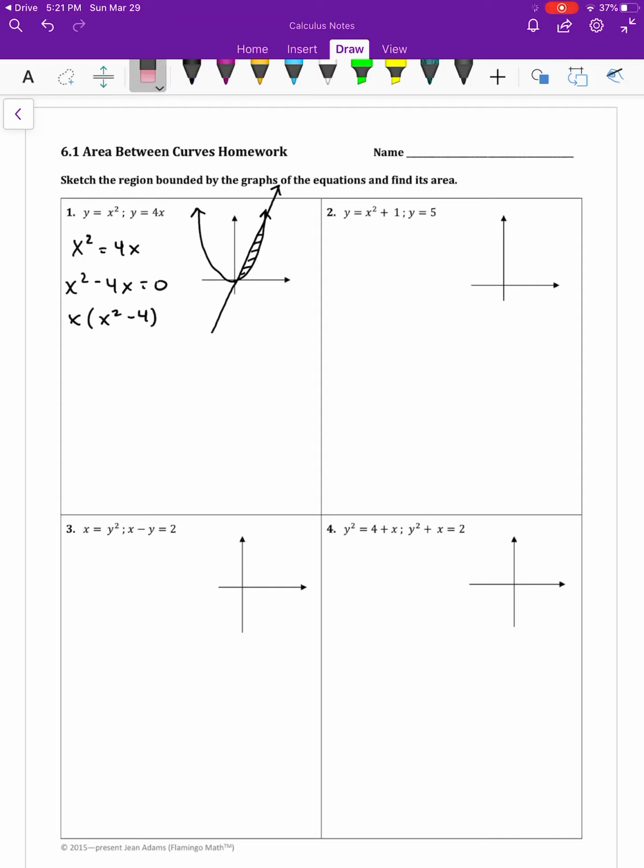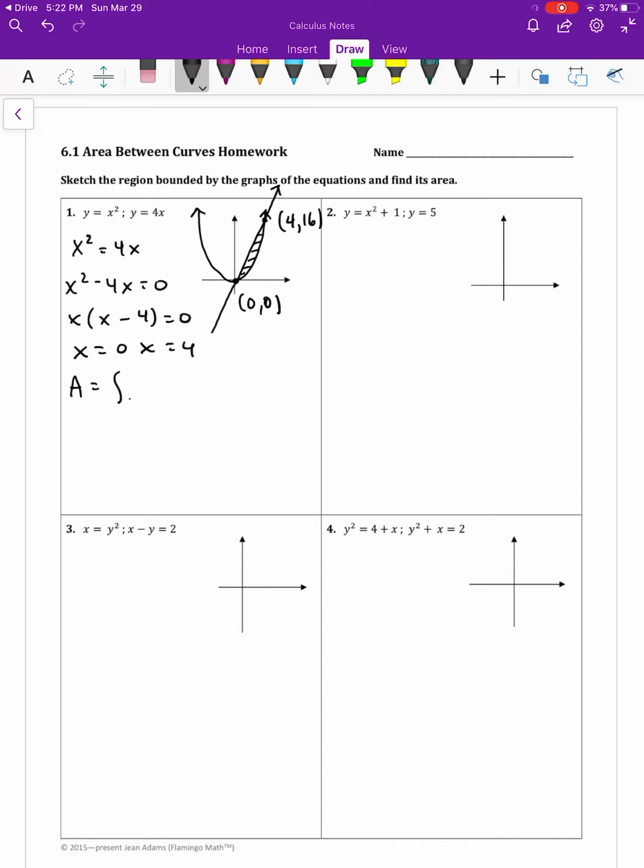So you would want to set those equal to one another. And then we would factor. Oops, sorry, that wouldn't be squared. And x equals 0 and x equals 4 are your points of intersection. So of course that's the point 0, 0. And then this point up here is the point 4, 16.